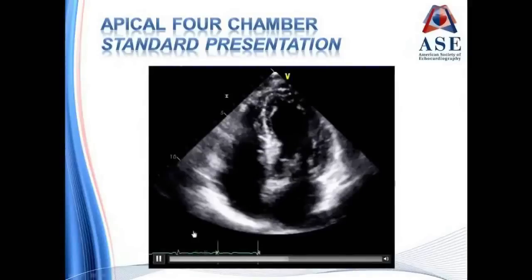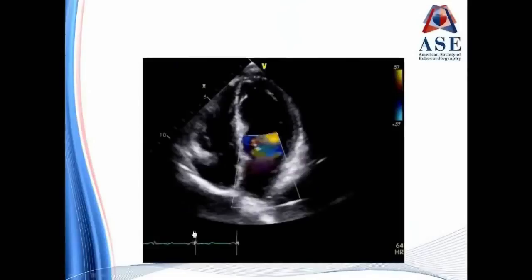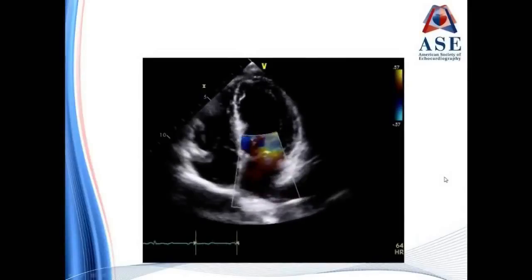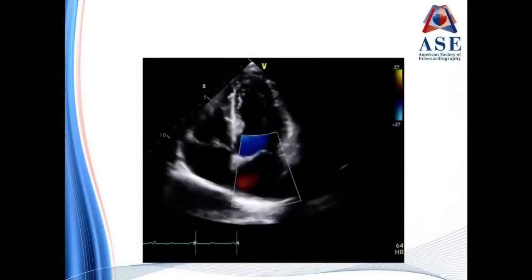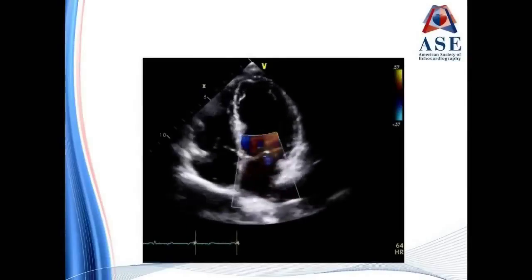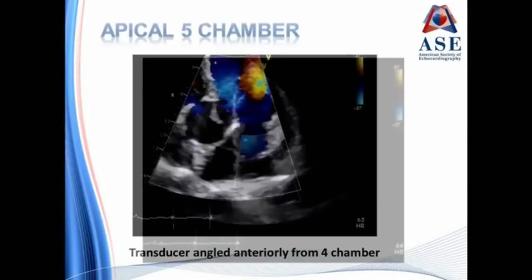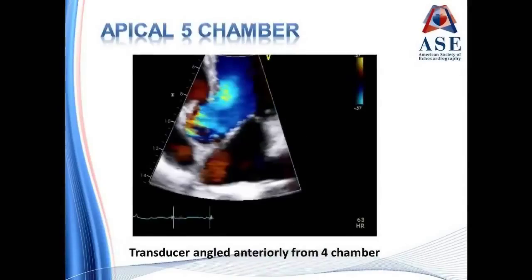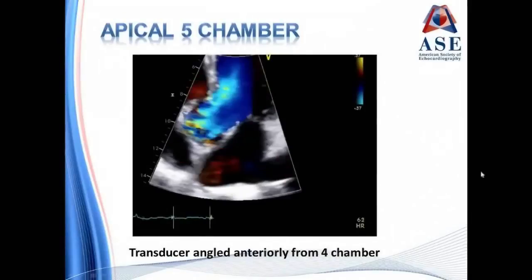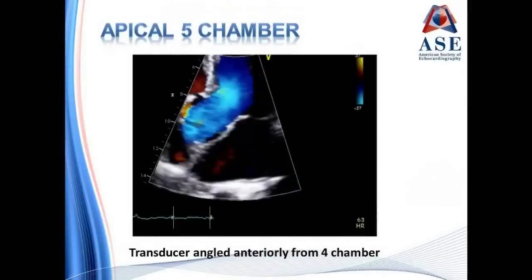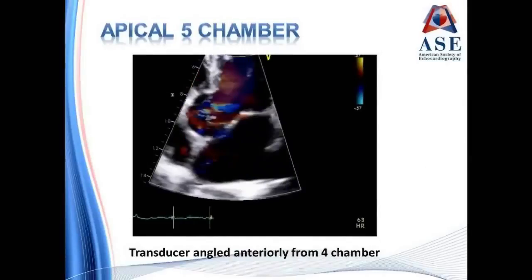One of the advantages of the apical four-chamber view, really with all the apical views, is that we are aligned with the flow of the heart and so can get precise measurements of velocities. In the apical five-chamber view, the transducer is angled anteriorly from the four-chamber, bringing in a view of the aortic valve and normal flow into the aorta from the left ventricle in systole.